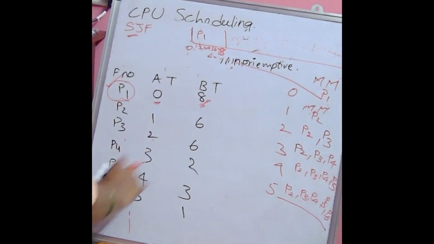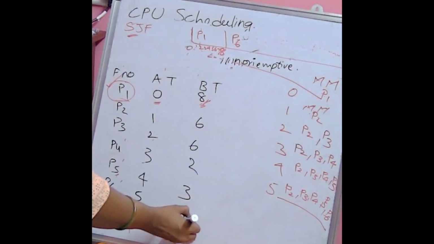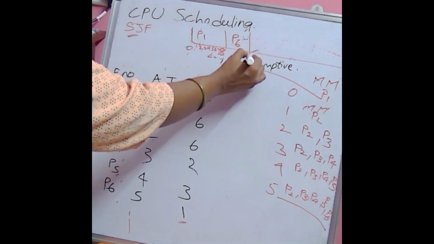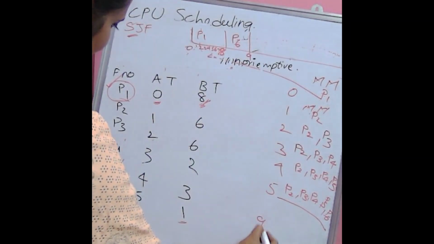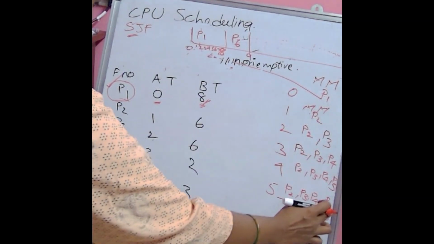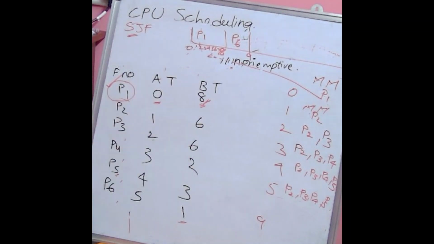P6, ma'am. P6. So it will allocate for P6. How much time does it require? Only 1 unit. So at relative time 9, it will complete its execution. But at relative time 9, has any other process entered? No. P6 has also completed its execution.